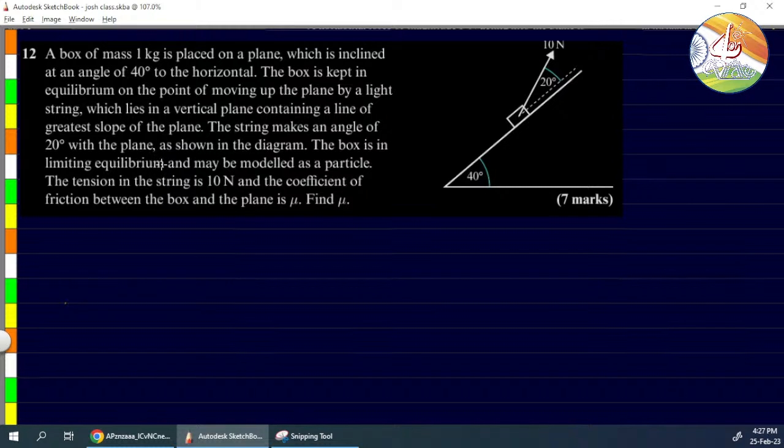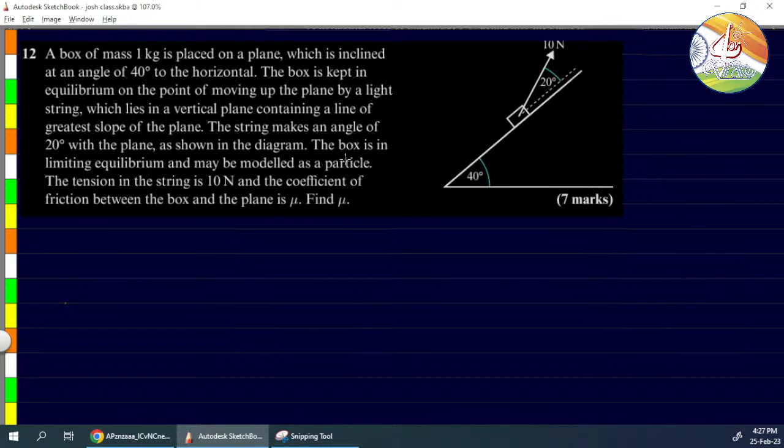A box is placed on a plane which is inclined at 40 degrees to the horizontal. The box is kept in equilibrium at the point of moving up the plane by a light string which lies in the vertical plane containing the line of greatest slope. So all the forces are coplanar. The string makes an angle of 20 degrees with the plane as shown in the figure. The box is in limiting equilibrium.